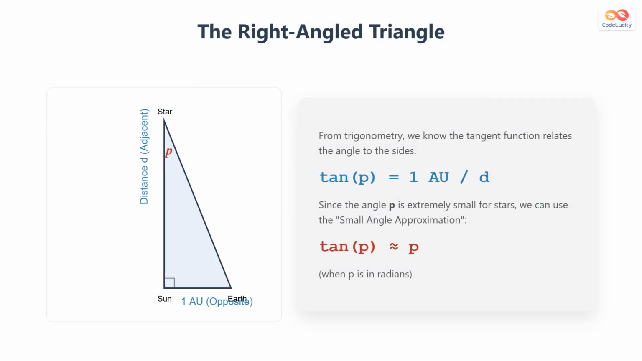Here is the trigonometry. We have a right-angled triangle. We know the base is 1 astronomical unit, the distance from the Sun to the Earth. We want to find the distance d, which is the adjacent side. Using the tangent function, tangent of P equals opposite over adjacent. Because the angle P is incredibly tiny for stars, we can simplify the math to say the angle equals 1 over the distance.